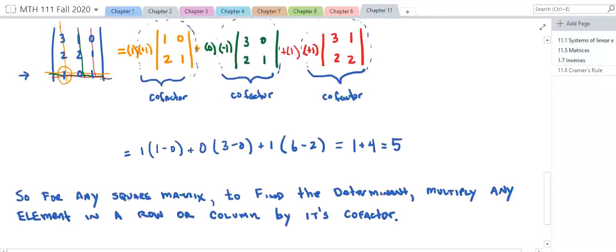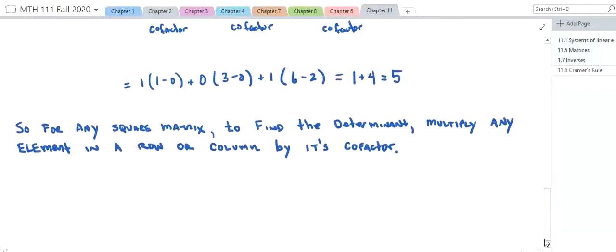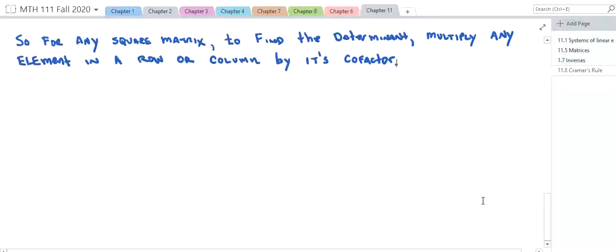So we're calculating determinants of matrices of any size, and we chose a size 3 by 3. And we found that for any matrix, to find the determinant, multiply any element in a row or column by its cofactor. Well, we didn't really discuss how to calculate this cofactor in a lot of detail. We just kind of presented it to you and told you it was the cofactor.